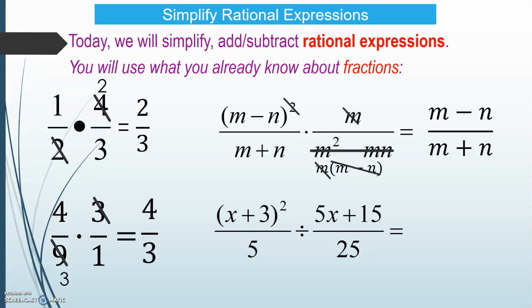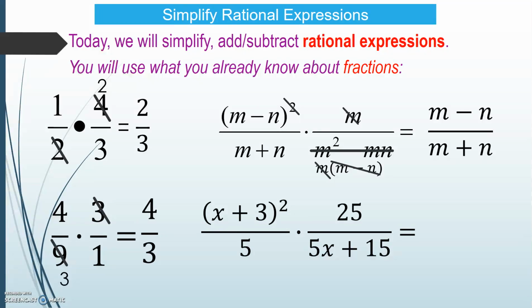Applying those same rules for the second one, I've got that divide sign there, so I'm going to flip and multiply, and I'm going to reduce. So 5x plus 15, I'm going to pull out the 5, and I'm left with x plus 3. So a couple things can cancel here. I can see that the x plus 3 will cancel out with one of the x plus 3's up here.